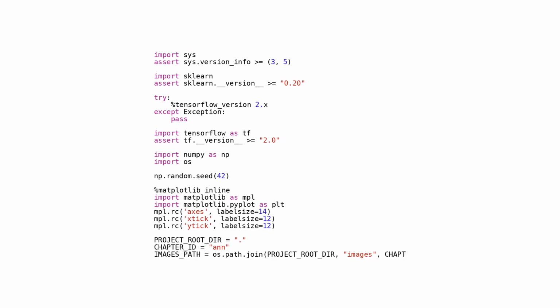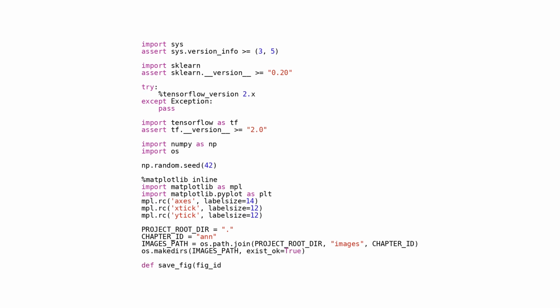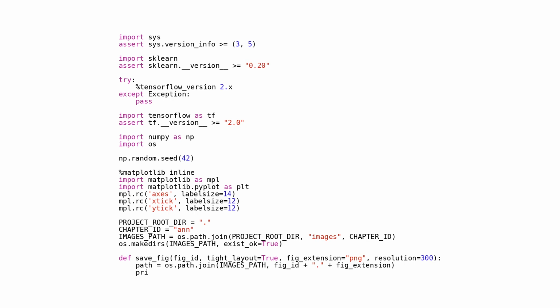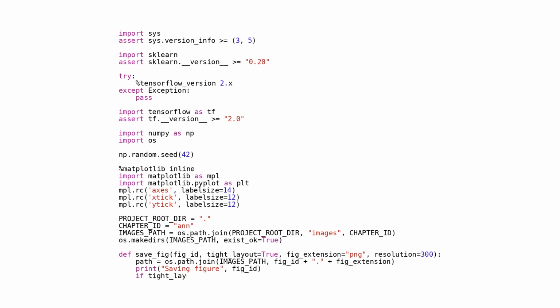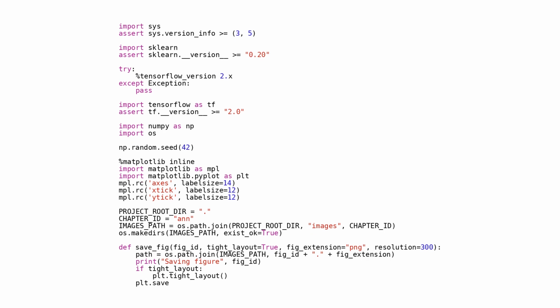5. Save figure function. A function named save_fig is defined, which takes the figure ID, layout options, file extension, and resolution as parameters. This function saves the figure as an image file at the specified location and in the specified format. In summary, this code snippet establishes the necessary environment and utilities for working with machine learning models, creating visualizations, and efficiently saving outputs. It standardizes configurations and ensures that the required library versions are available for the code to execute correctly.